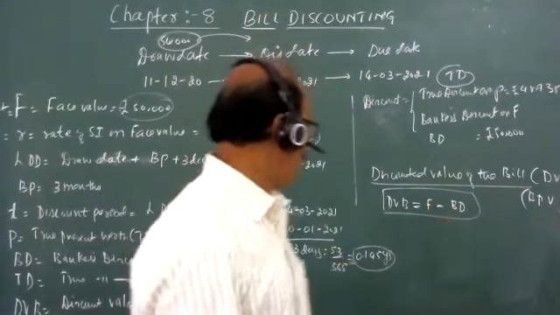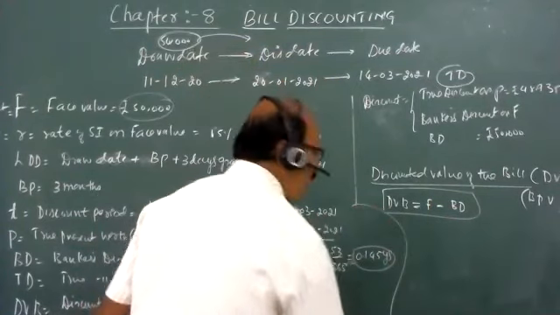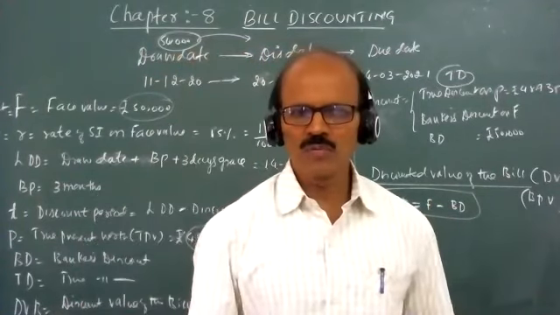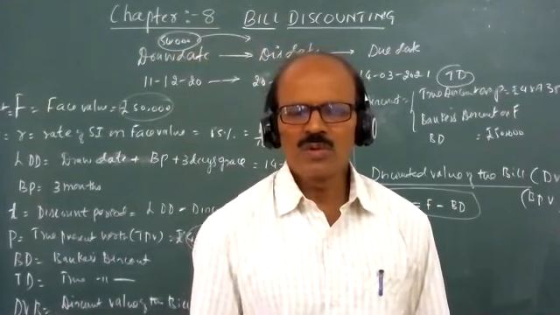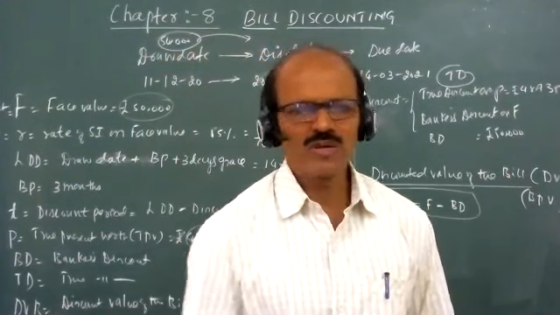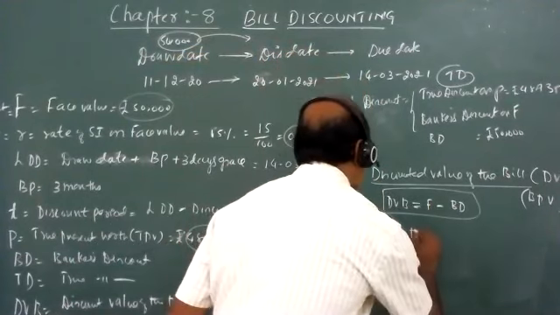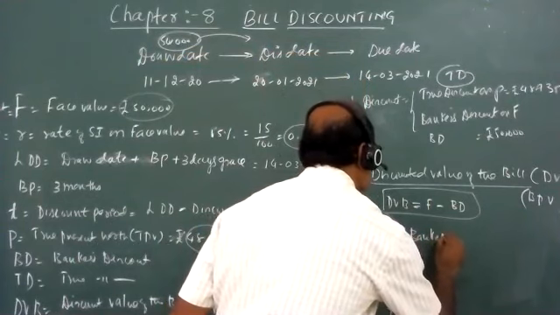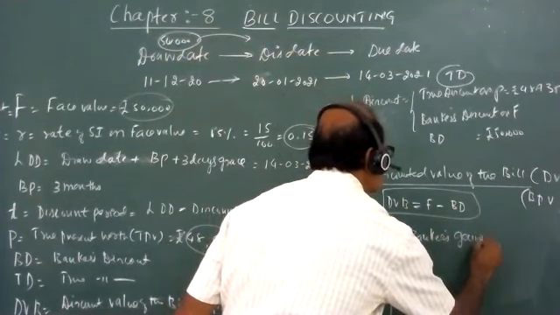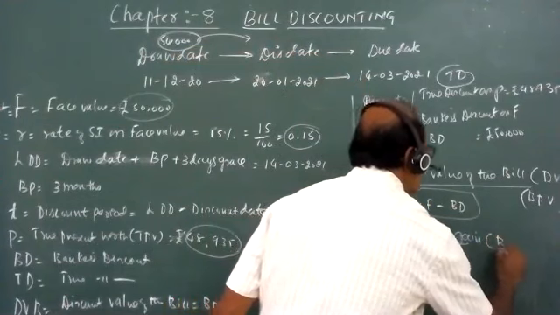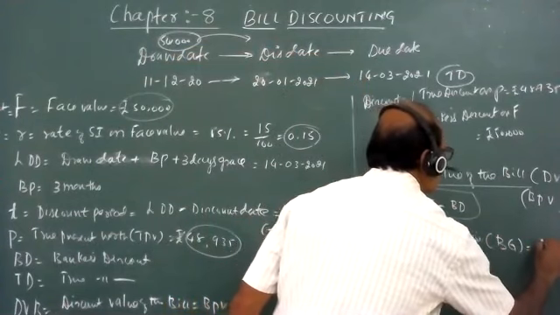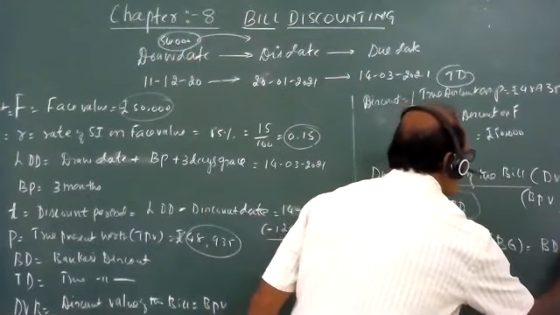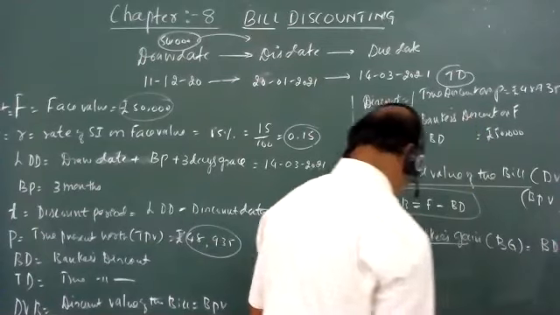Now observe it. After everything, we have one more term called banker's gain. How much does the bank gain by discounting the bill? So banker's gain is given by the symbol BG, nothing but banker's discount minus true discount.